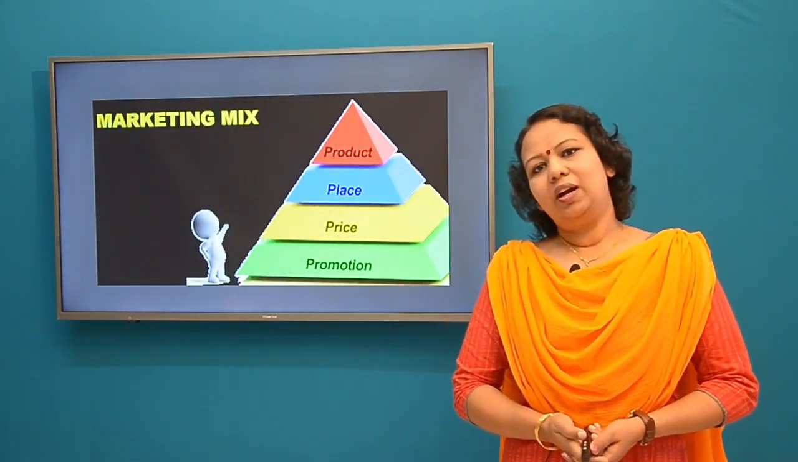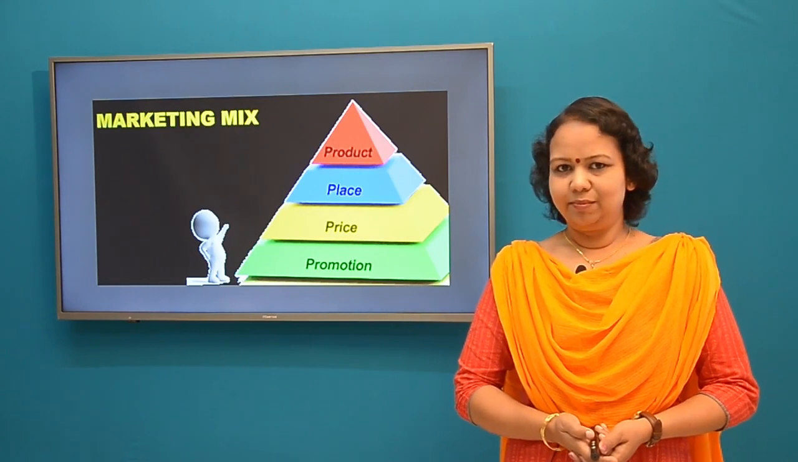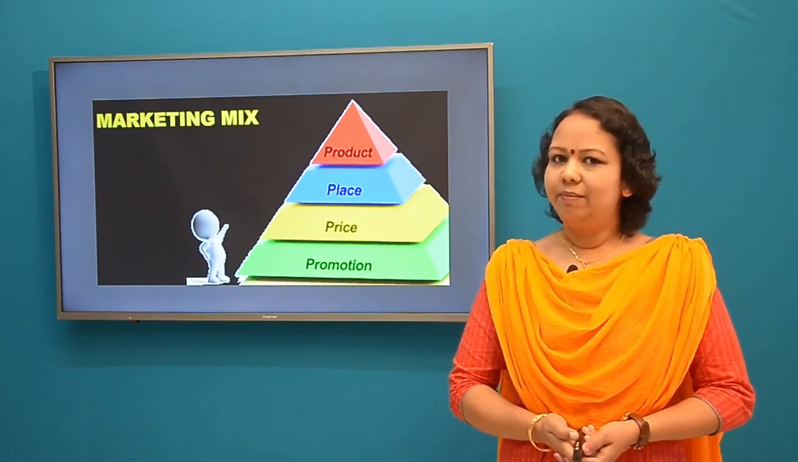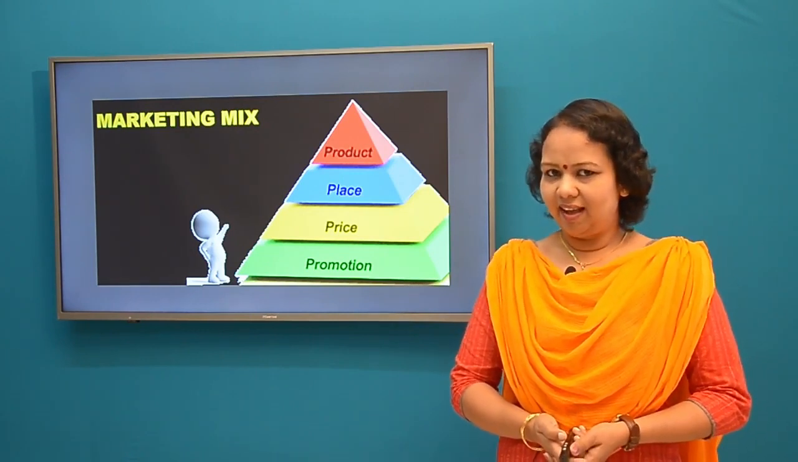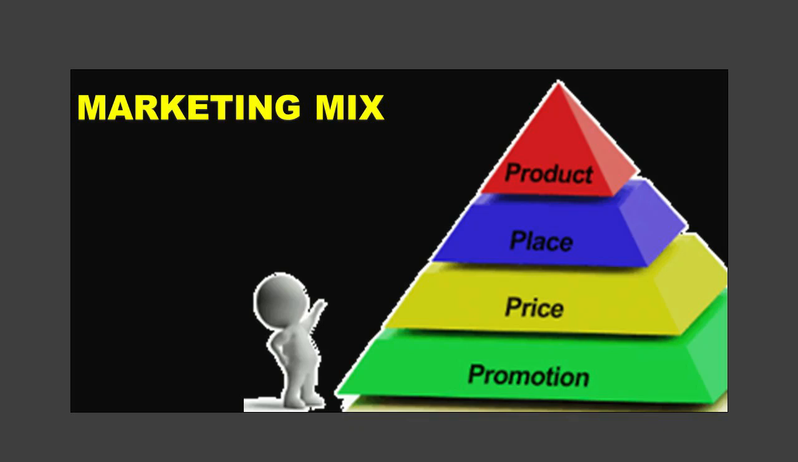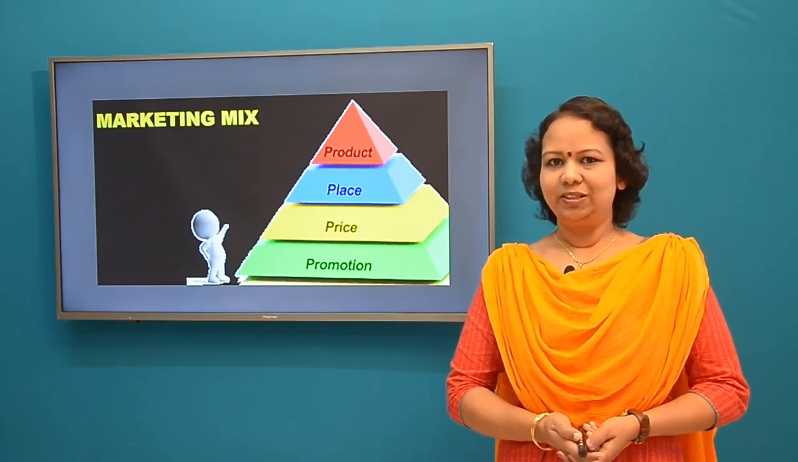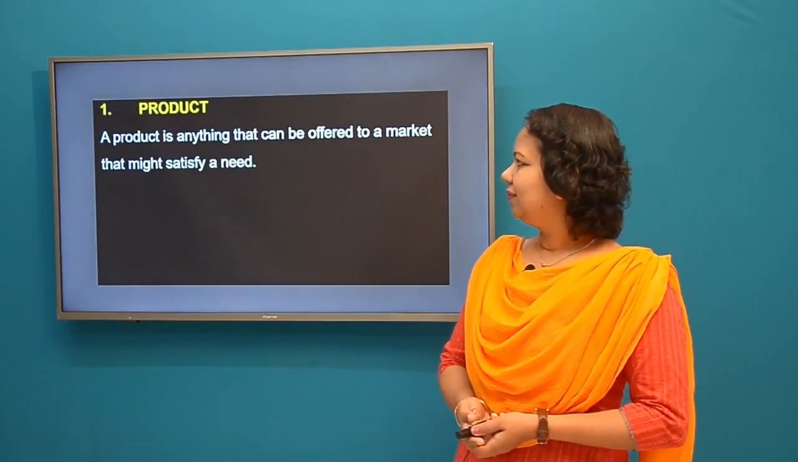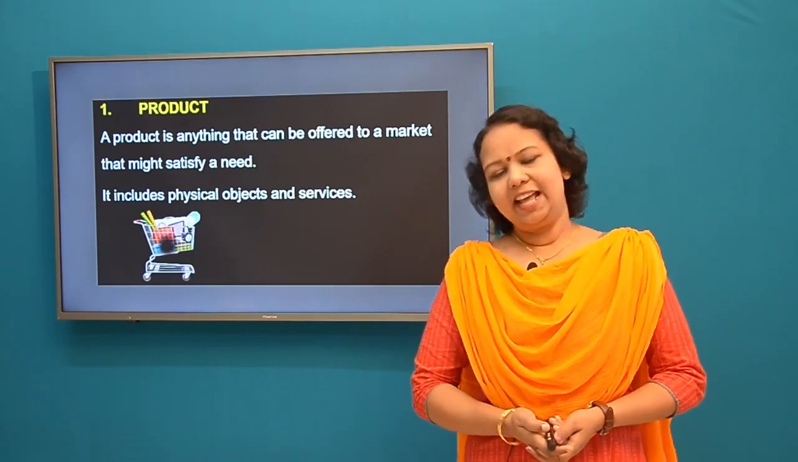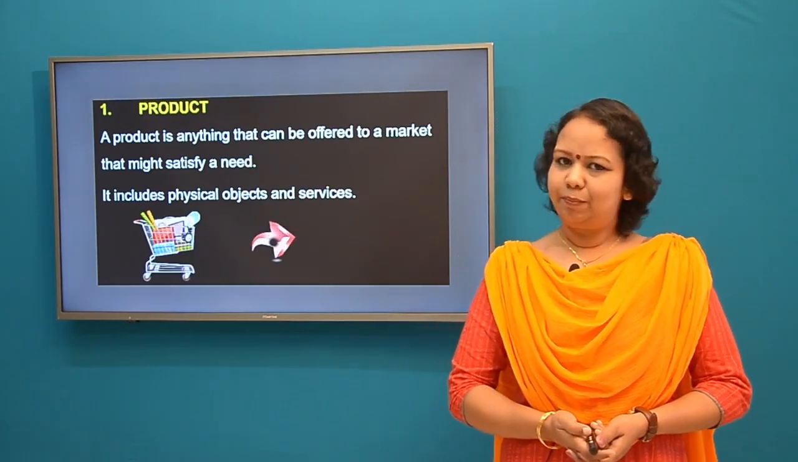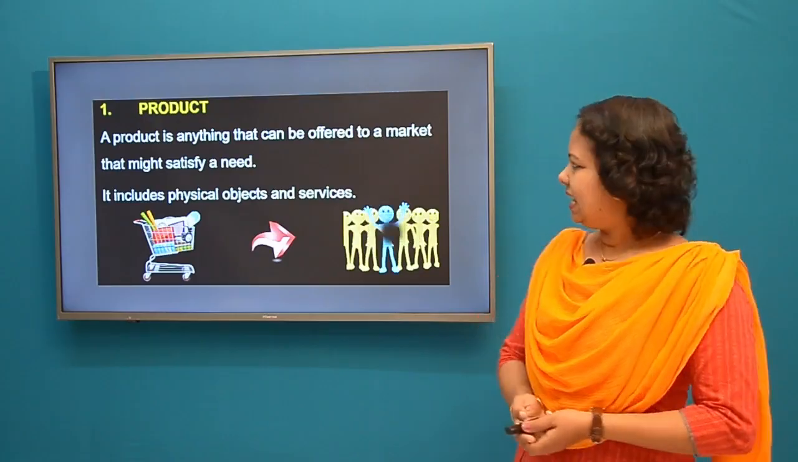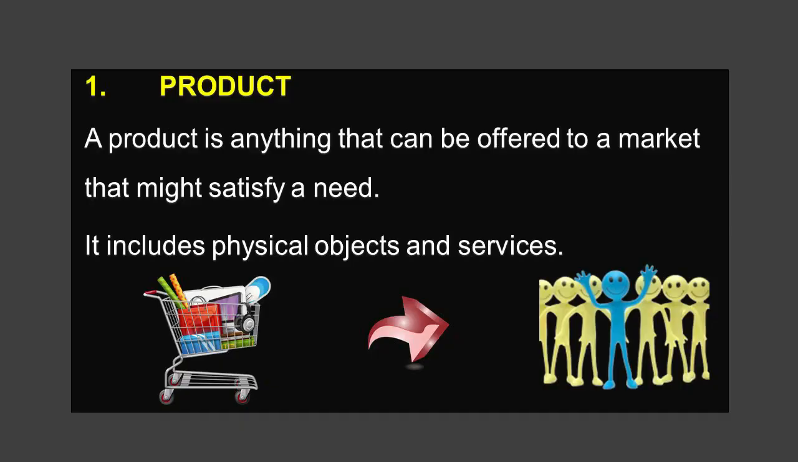Let's see what are the elements of marketing mix. There are 4 elements in marketing mix. They are product, price, place and promotion. We will see that in detail from now onward. The first element of marketing mix is product. Product is anything which is offered to the market which satisfies the customer's want or need.